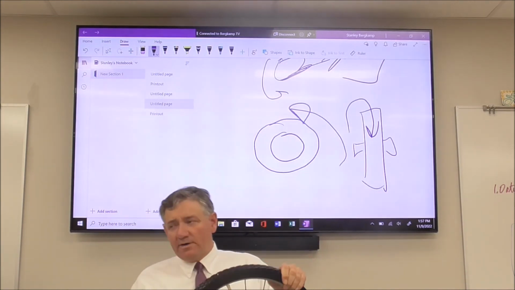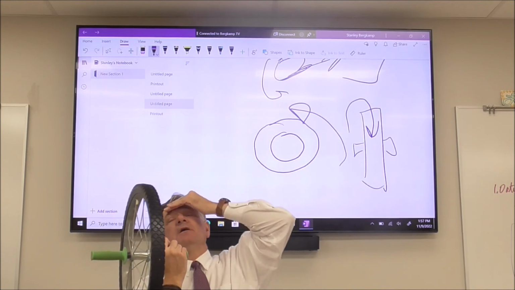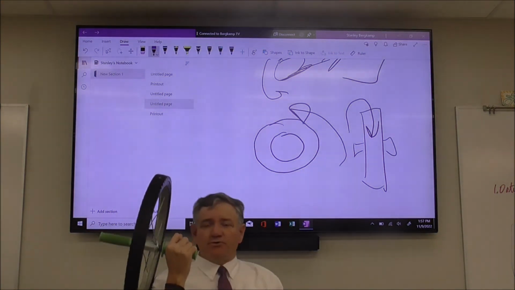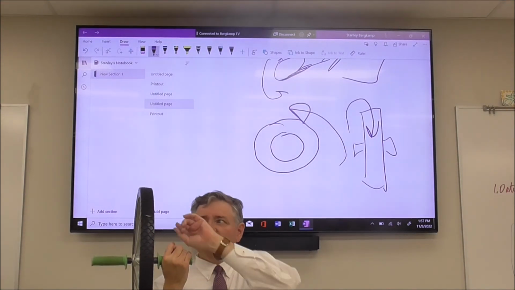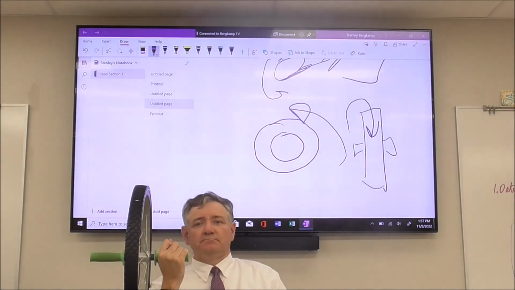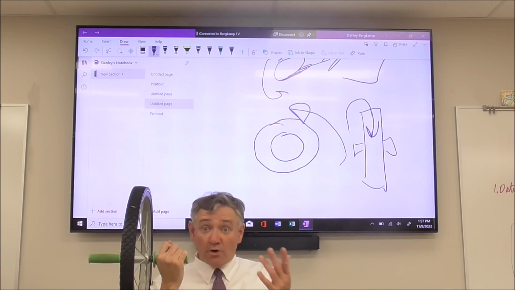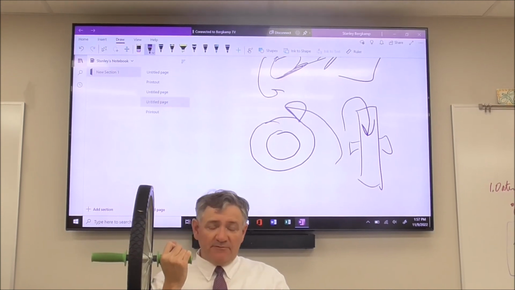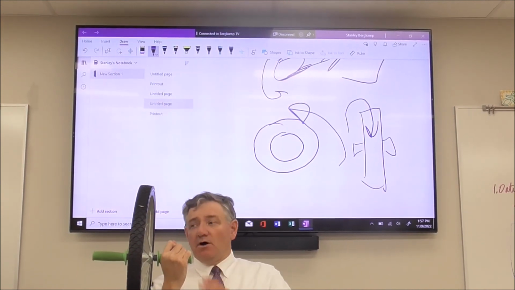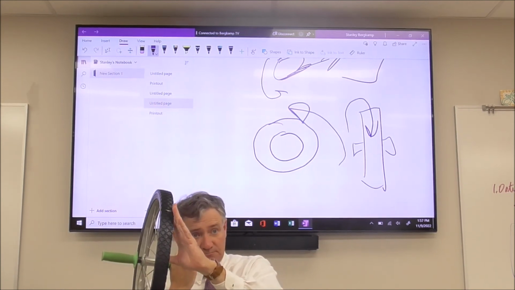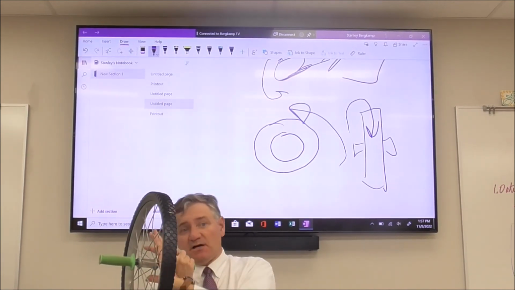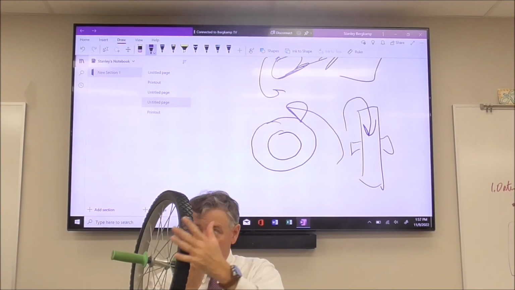Okay. Now, let's talk about this. What are some things that will affect the angular acceleration of this wheel if I apply a torque to it? What do you mean? The torque. Okay. The moment of inertia. Okay, what affects moment of inertia? Mass and radius. Okay, so it's the mass of the wheel, but also the radius of where that mass is located. So I could have that mass concentrated to the inside, or I could have that mass concentrated towards the outside.